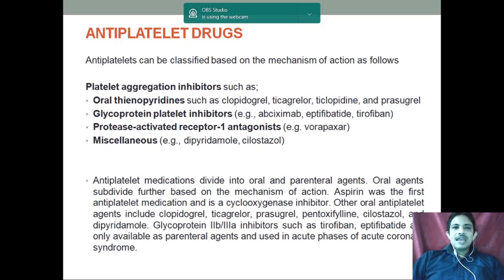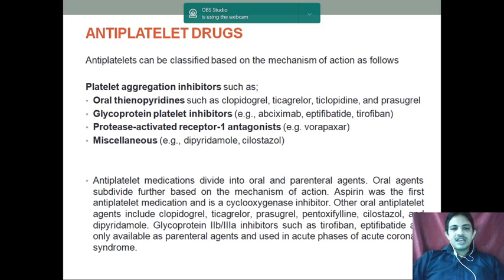Now coming to the antiplatelet drugs. There are different types of platelet aggregation inhibitors, like the oral thienopyridine clopidogrel, then glycoprotein platelet inhibitors, protease-activated receptor 1 antagonists, and miscellaneous drugs. Along with that there is aspirin, which is a COX inhibitor. So there are a number of drugs.